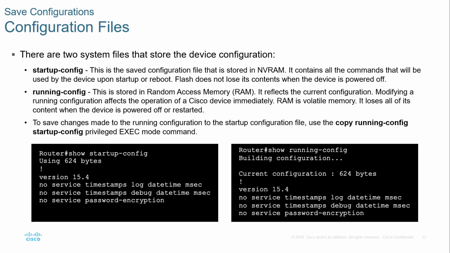So how do we save it? If we make any modification in our global configuration, we should be saving our config. We do the saving by going to our privilege exec mode and typing copy running-config startup-config. Or you can do the shorter version, which is copy run start, hit enter, and it will save the configuration.